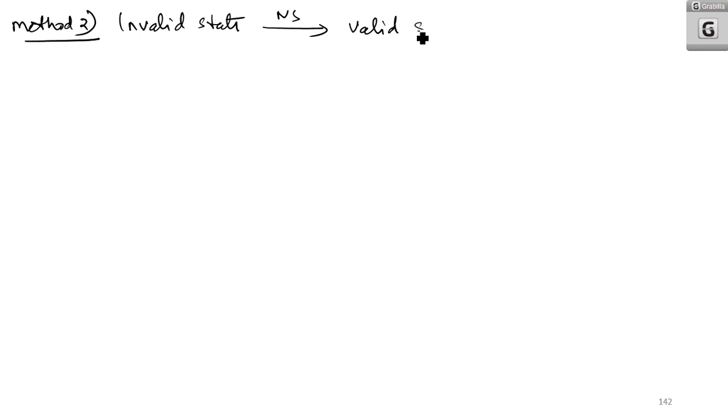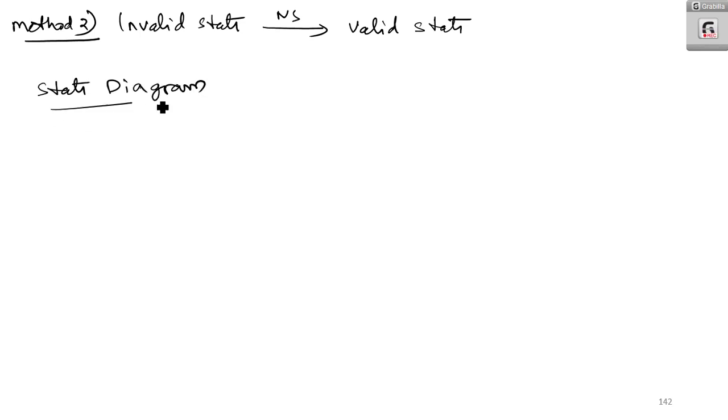In method 2, what I am going to do is, if an invalid state is encountered, then the next state we are making it into a valid state. So making it into a valid state. So let me draw a state diagram for that. Okay. Drawing the state diagram.